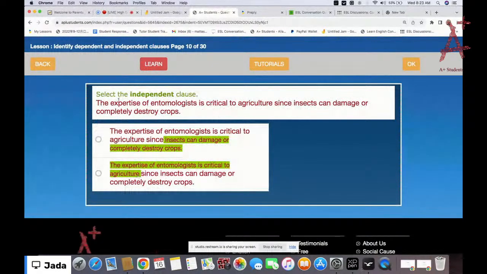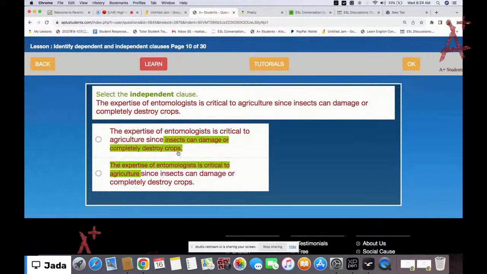The expertise of entomologists is critical to agriculture since insects can damage or completely destroy crops. So now you have to look at the two parts highlighted in green. If I separate this one, is it gonna stand on its own? Is it gonna make sense? Does it begin with any subordinating conjunction or relative pronoun? So yeah, you have to check. It says that insects can damage or completely destroy crops. The expertise of entomologists is critical to agriculture.